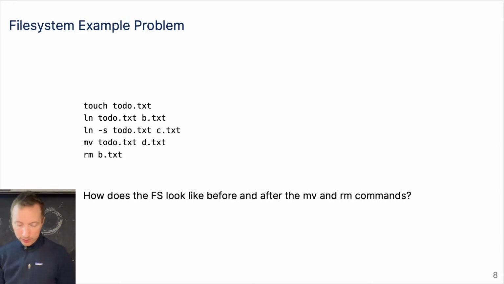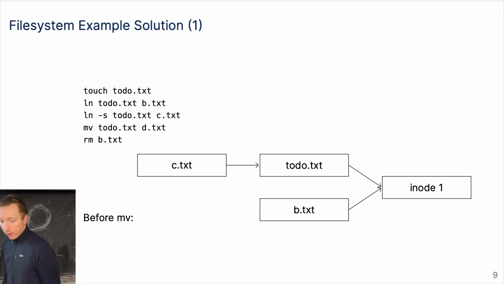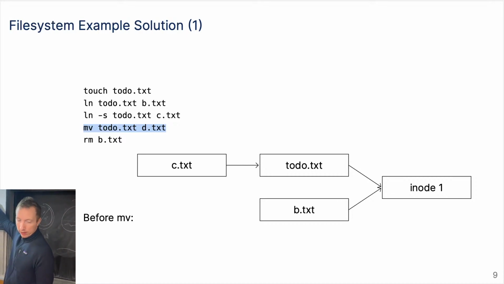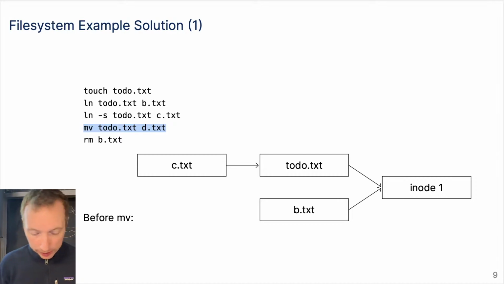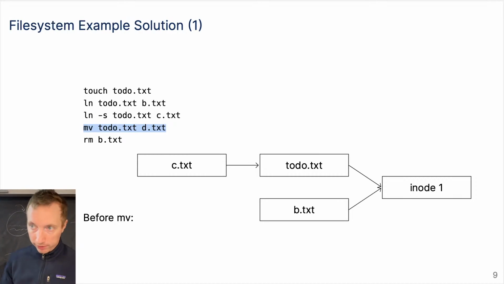So if you were to write out what the file system looks like before and after the remove commands, it would look something like this. Before the move, we created todo.txt, which would have created its own inode. And then we created a hard link where b.txt points to the same thing as todo.txt, so they would both point to the same inode. And then c.txt is a soft link to todo.txt. So hard links point to inodes, soft links point to other names. So before the move, this is what my file system looks like.